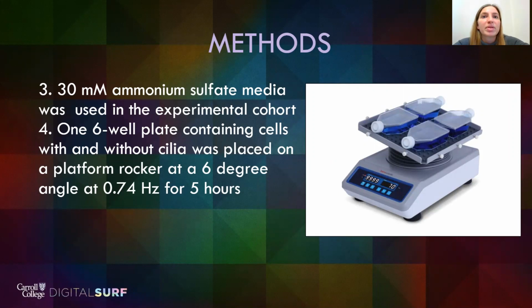So one 6-well plate containing cells with and without cilia was placed on a platform rocker at a 6-degree angle at 0.74 hertz for 5 hours. This was designed to simulate fluid flow stress, and the other 6-well plate was placed in a static environment.